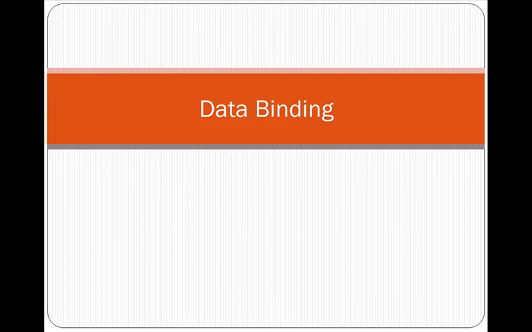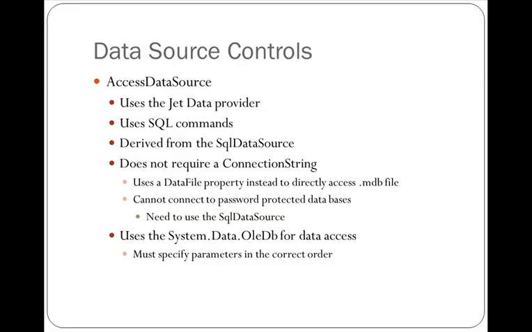Okay, in this video we're going to continue looking at data binding, and the next two controls for data binding. The first one was the Access data source. Now you can use SQL data source to connect to Access databases, but ASP.NET also provides this Access data source control to do it as well. It gives you some specialized access to Access databases using the JET data provider, but it still uses SQL commands to perform data retrieval, mainly because it's derived from the SQL data source.